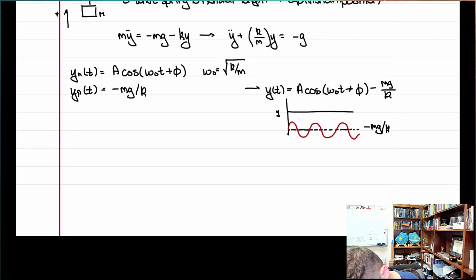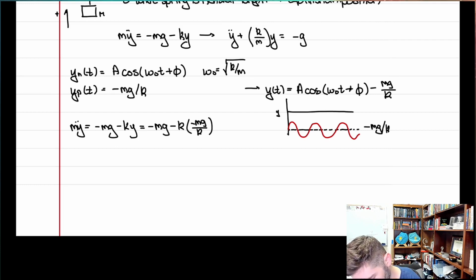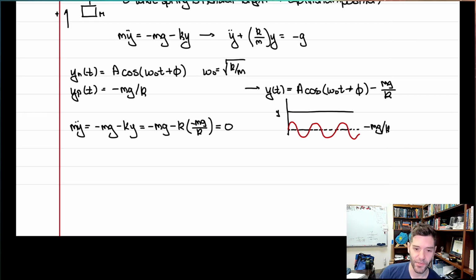Well, notice that if I go back to my differential equation, mg minus ky, if I plug in negative mg over k, that is when this entire right-hand side goes to 0. So negative mg over k is the position where the spring and gravity are in force balance. In this case, this is where the spring is not stretched, not in force balance, because when I let go, it goes down a little bit, but it does find a location where it's in force balance.